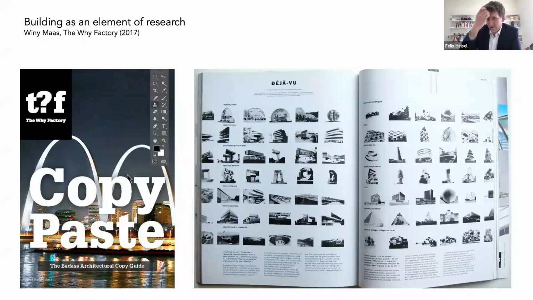A very different character, Winy Maas from The Why Factory and MVRDV, in 2017 then encouraged the discipline through his book Copy Paste to stop suffering from its syndrome surrounding originality, right? We always reinvent the wheel with every building. That's the goal. And the interesting part in this reasoning is that it understands the single building as part of a continuous architectural research, following Till's argument, and not as research itself.